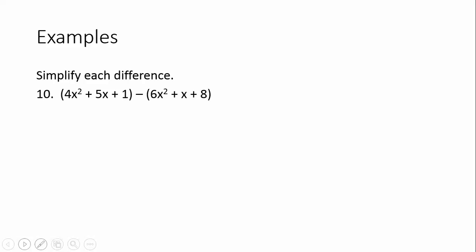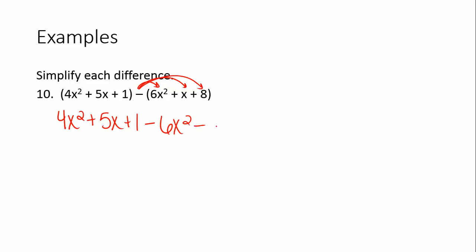Couple more examples. Try this one on your own. So pause the video. Please show the distribution of the negative sign through the back polynomial and then do your subtraction. So we have 4x squared plus 5x plus 1. We subtract 6x squared, subtract x, subtract 8. Remember, it's changing the signs of everything inside.